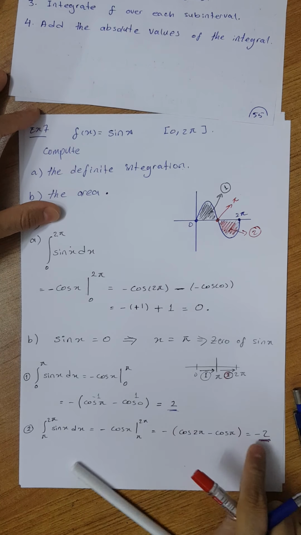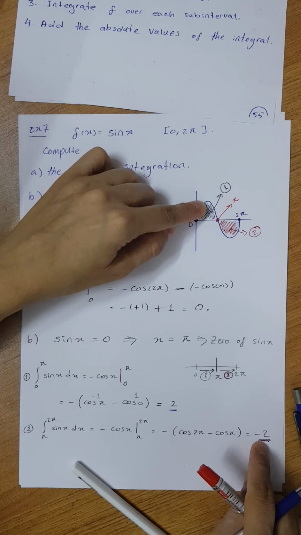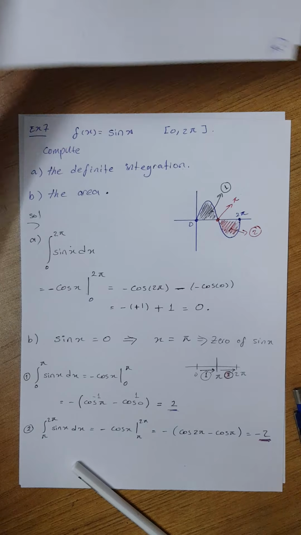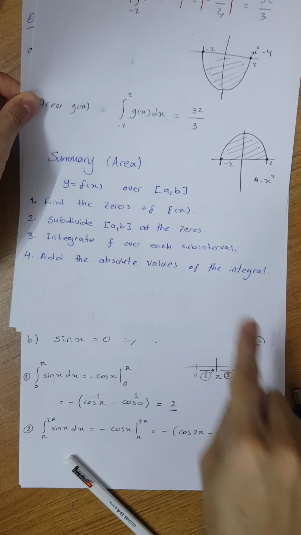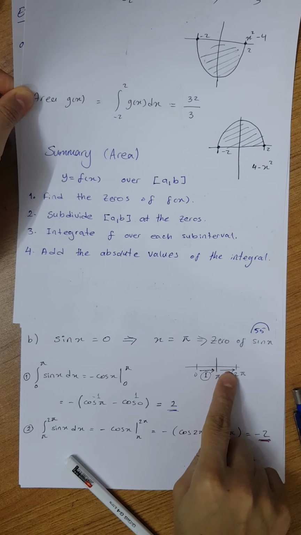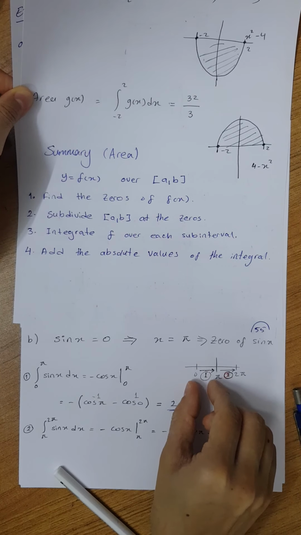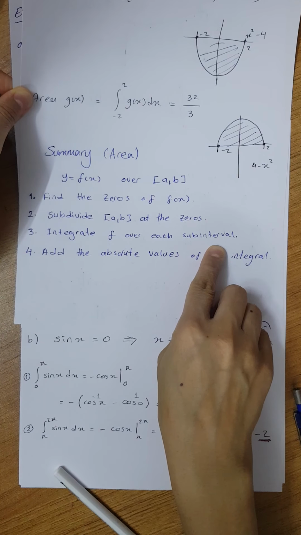Why is this one positive, and that one negative? Because if you look at the function, here it's above the x-axis and that one is below the x-axis. Now, we found the zero, it was pi. We subdivided the interval into two intervals, and we integrated the function over this interval and that interval. So we integrated it over each sub-interval.